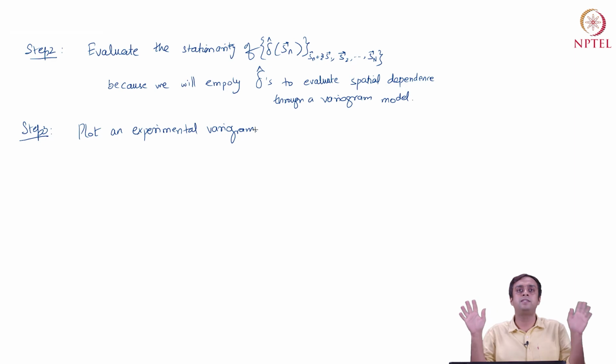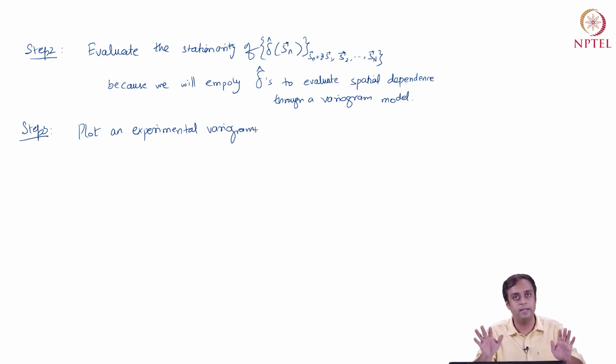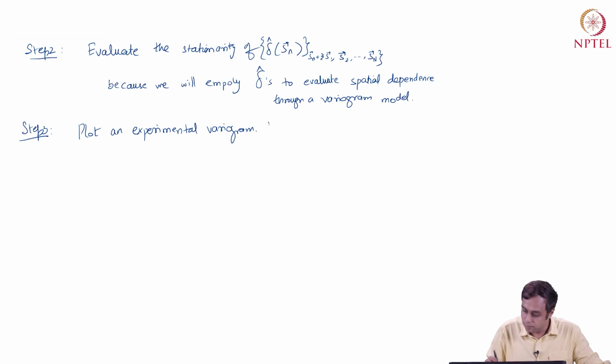So I'm going to assume in step 2 that we have assessed that the delta hat values are stationary, and we are going to move forward with that knowledge. Okay, again, stationarity is a decision and it's not a hypothesis. Please go back and refer to the lectures where we studied stationarity. Okay, we are going to plot an experimental variogram for delta hat Sn.